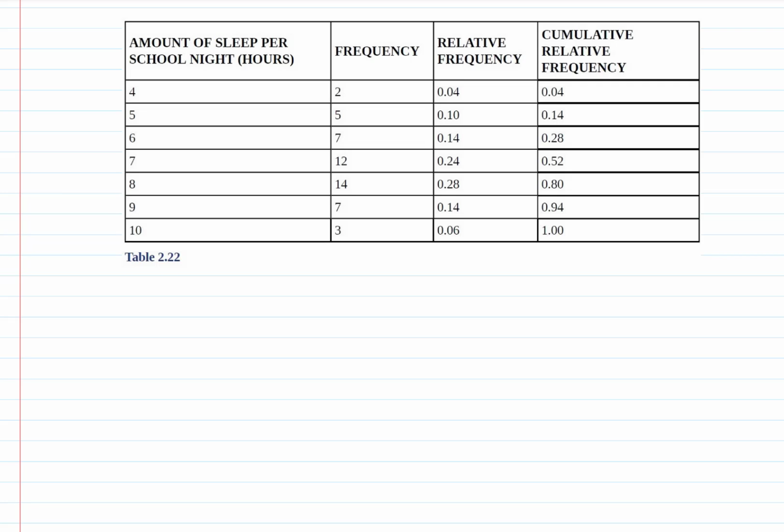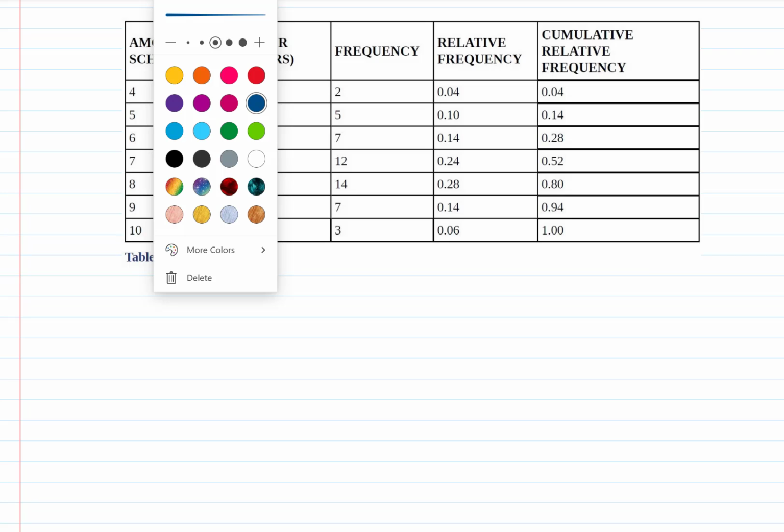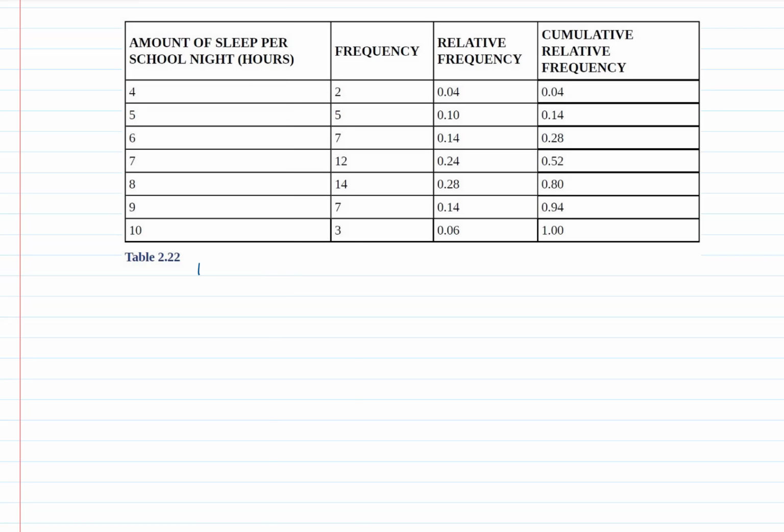Let's make sure you remember how to read this. Two people said they get 4 hours of sleep. 5 people said they get 5 hours of sleep. 7 people said they get 6 hours of sleep, and so on and so on. Okay, now let's figure out how many people they asked. Okay, let's write down the number of data points. Okay, I'll show you where we find that.